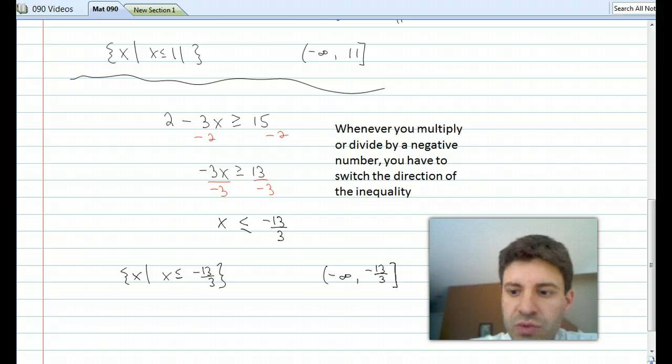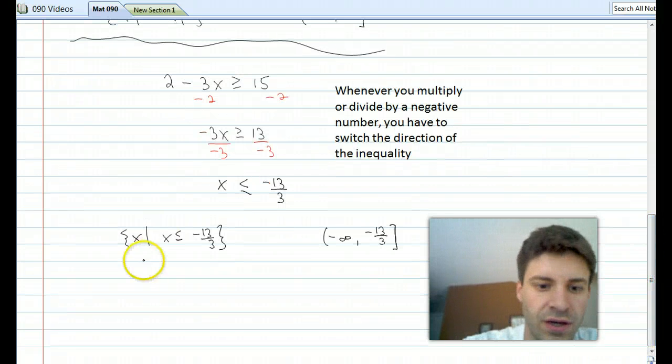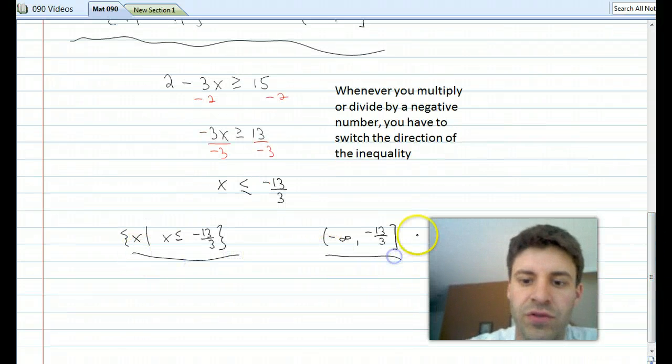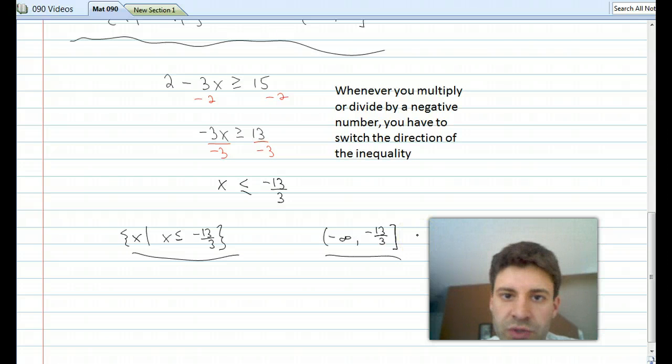So again, these are just two different types of notation, set notation and interval notation. For the most part, you can choose whichever one you like. Sometimes the question will specify which one they want you to use.